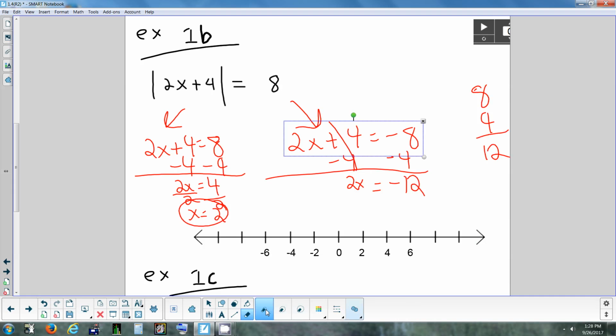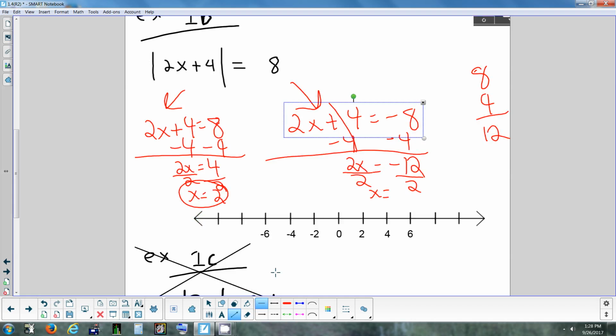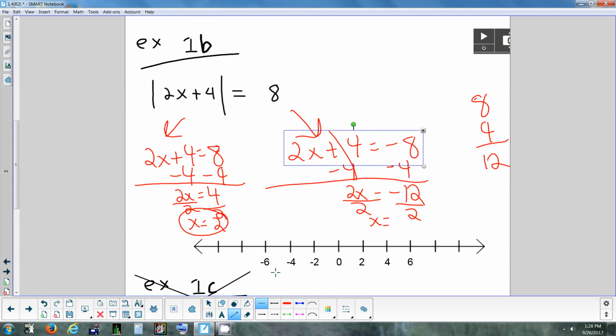2x. My last step in this equation is still my last step in this equation. Divide by 2 on both sides. Say it, Joe. Divide by 2 on both sides. Divide by 2, divide by 2. X equals now negative divided by positive? Negative. All right? Negative 6. -6. Good job. X. There they are.